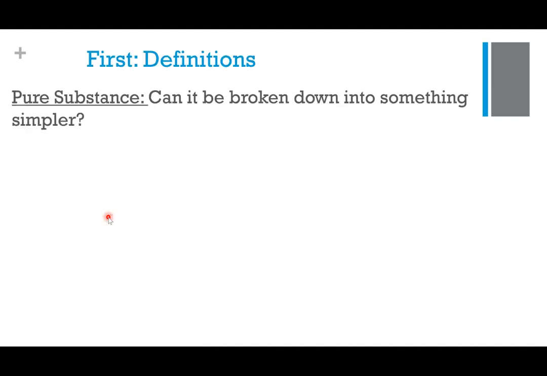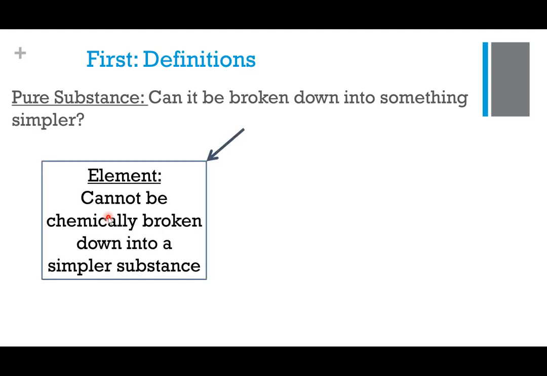Can that particle that is present be broken down into something simpler? Can I do some sort of magical chemistry process and break that down into something simpler? If the answer is no, I cannot break that down into anything else, then we've got an example of an element. So an element cannot be chemically broken down into anything simpler. These are really, really easy to identify because where do we find elements? We find them on the periodic table.